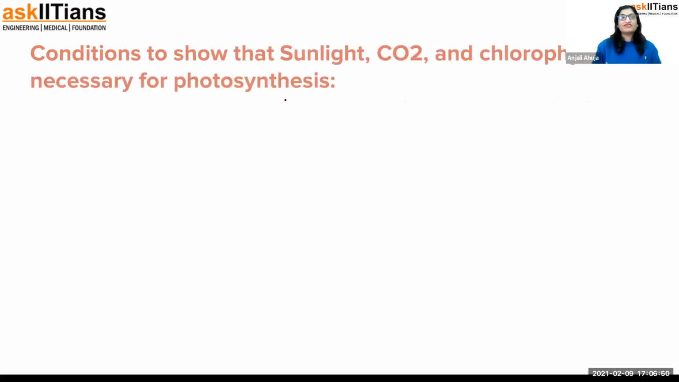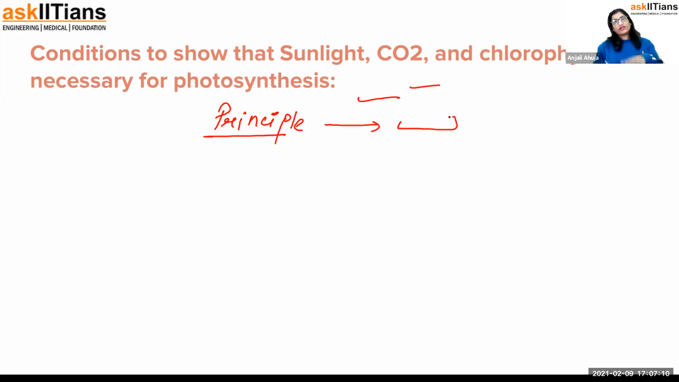The first thing that we have to understand is the conditions to prove that sunlight, CO2, and chlorophyll are really very important in photosynthesis. Guys, the basic principle behind this activity is that you do not provide that thing. If you want to prove that sunlight is important, do not provide the sunlight, then you see the effect. Do not provide the CO2, then you see the effect. Do not provide the chlorophyll.